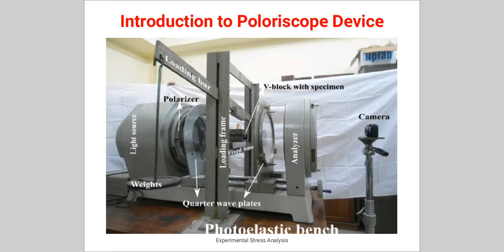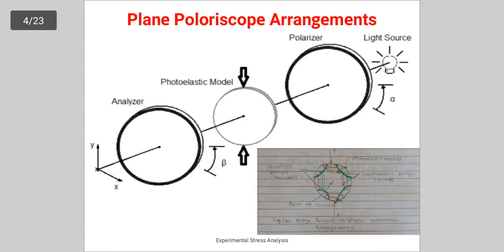So this is the basic introduction to the polariscope. Now we will see in the next slide how this device is used to find the direction and the magnitude. In the polariscope, there are basically two types of arrangements: the plane polariscope arrangement and the circular polariscope arrangement. Because what is our requirement? I have to calculate the direction and the magnitude. If I have to calculate the direction of principal stresses, I use the plane polariscope arrangement. If I have to calculate the magnitude of principal stresses, I use the circular polariscope arrangement. That circular arrangement we will see afterwards.